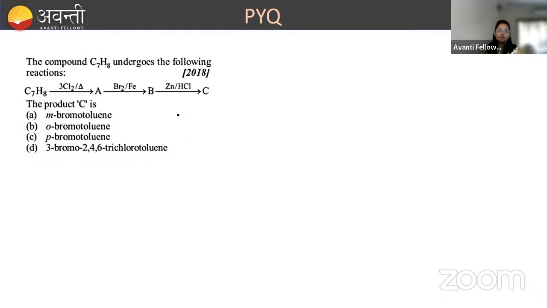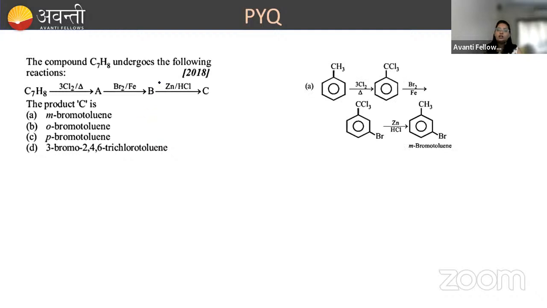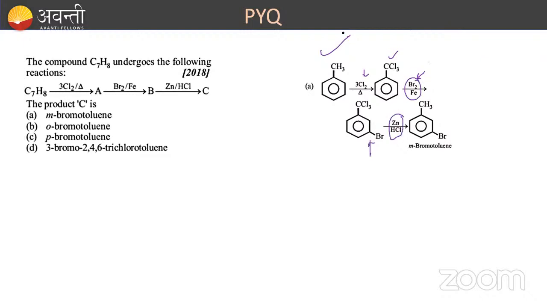Next, the compound undergoes the following reaction. The product C is, okay, there are A, B, C. First reaction is C7H8 reacts with chlorine, then Br2, then zinc. So see here, C7H8 means our toluene molecule. When it reacts with chlorine, it forms CCl3. When it reacts with Br2, an electrophilic substitution reaction takes place, so there is formation of the meta product. When this product reacts with zinc, there is a formation of bromotoluene.